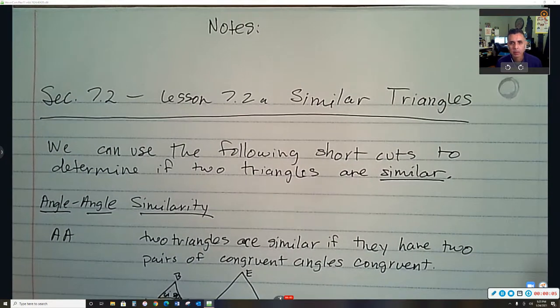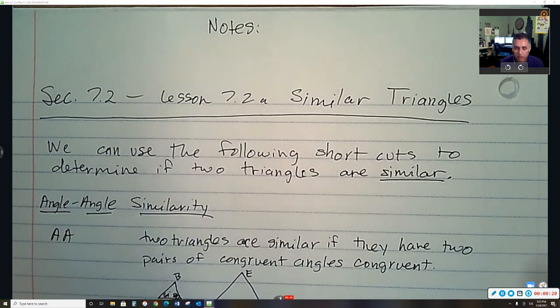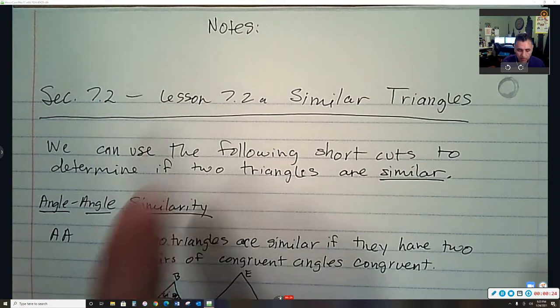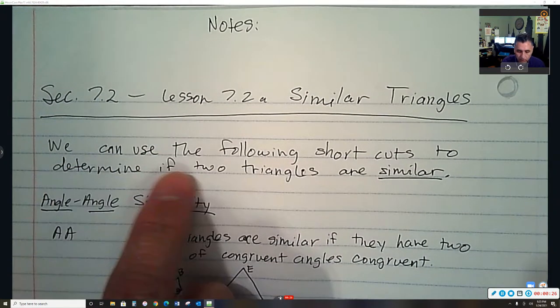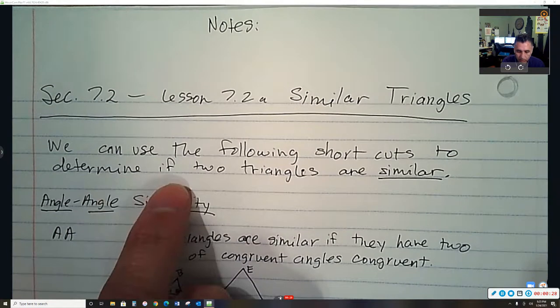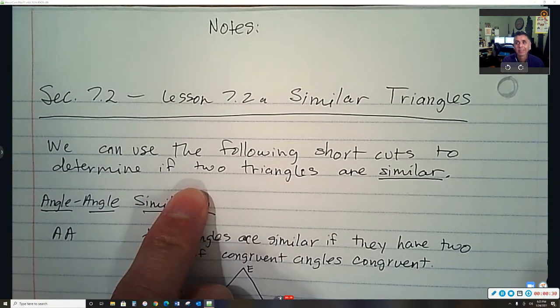Section 7.2, similar triangles. It might look a little familiar because we have talked about proving triangles congruent with some shortcuts. Well, these are showing triangles are similar with some shortcuts. Here it says we can use the following shortcuts to determine if two triangles are similar. Now that's different than congruent.